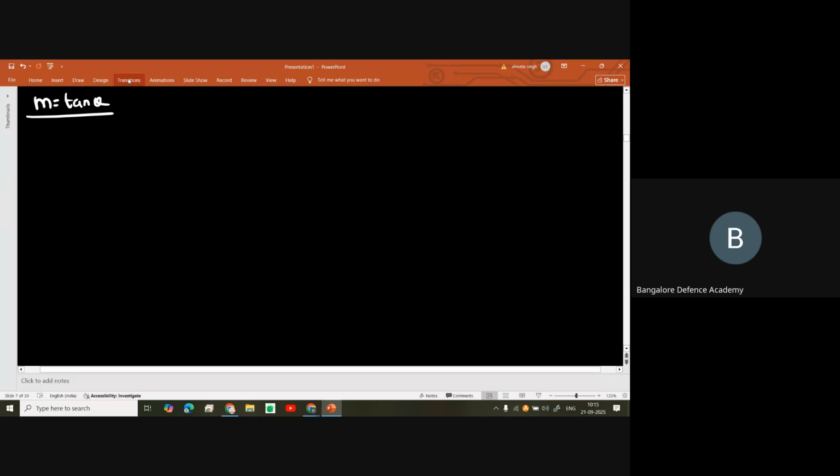In 10th standard you have done trigonometry. You have some values of theta, that is 30, 45, 60, 90. So the first question, if theta is 45, what is the slope of the line? Question number second, if theta is 60, what is the slope of the line? Start doing it quick.